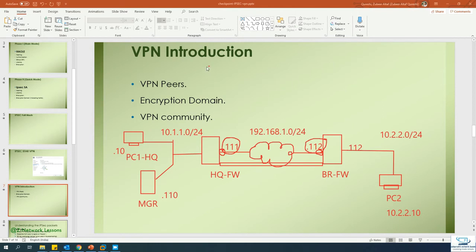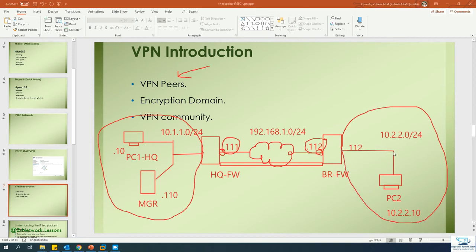That is your peer IP, and then you have the VPN encryption domain. The encryption domain is the subnet that you want to encrypt. So for me, the subnet that I want to encrypt is this one, the whole subnet. Or you can take just one host, that is also possible. And in here I will take the 10.2.2.0/24 whole subnet.